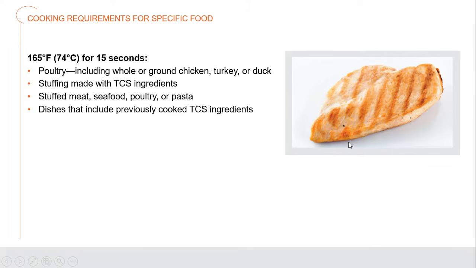Stuffed meats, seafoods, and poultry or pasta. So any of these that are stuffed, and then dishes that include previously cooked TCS foods must be reheated to this temperature, and that's 165. And so we always say for at least 15 seconds. That's because generally when you're measuring, especially if you're using a bimetallic thermometer, it's going to take about 15 seconds for it to get an accurate reading. Make sure you're accurate. Make sure you're going in on the thickest part of the meat to get an accurate recording of the core internal temperature.